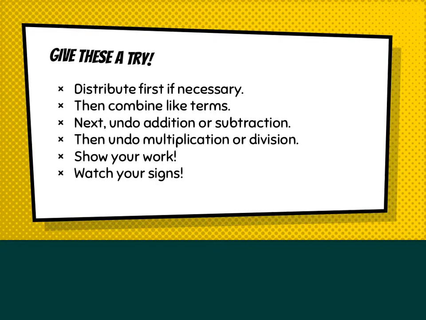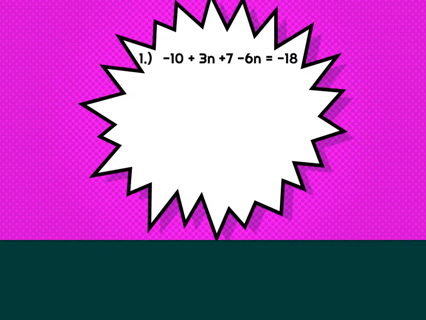Try these on your own. Remember to distribute first if necessary, and then combine your like terms. Next, you undo the addition or subtraction. You undo your multiplication or division. You can show your work, and make sure you watch your signs. Negative 10 plus 3n plus 7 minus 6n equals negative 18.